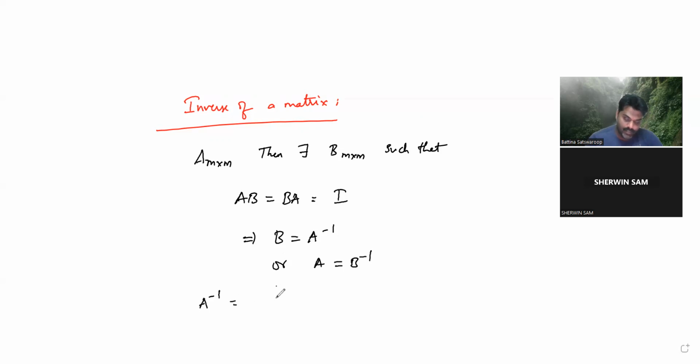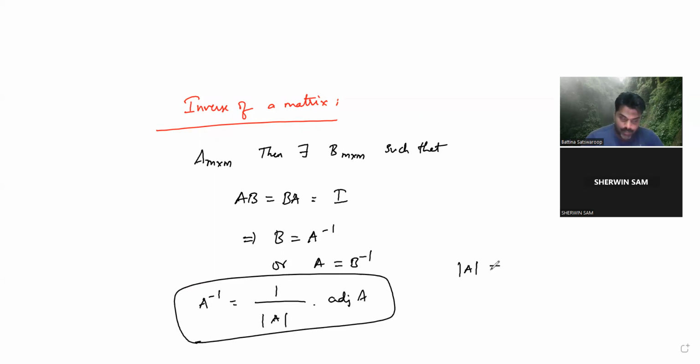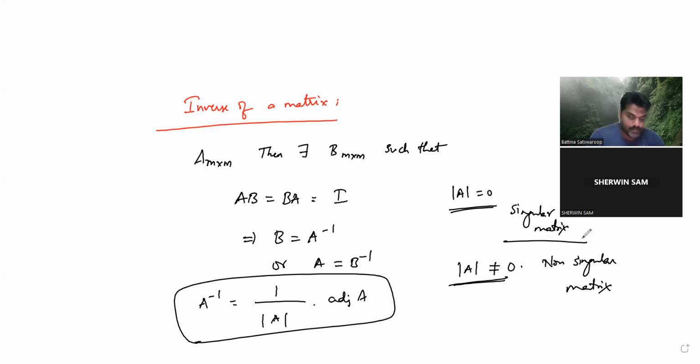Or simply I can say B is equals to A inverse or A is equals to B inverse. Here this A inverse is nothing but 1 by determinant of A into adjoint of A. But the condition is the determinant of A must not be equal to 0, so it should be a non-singular matrix. If determinant of A is equals to 0, then inverse does not exist, sir. If determinant of A is equals to 0, you will call it a singular matrix. Okay? Clear? Yes, sir.